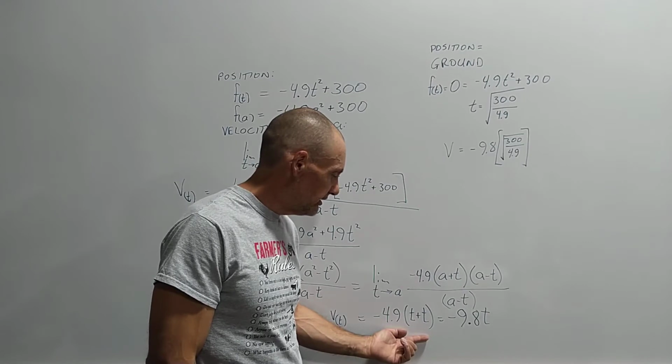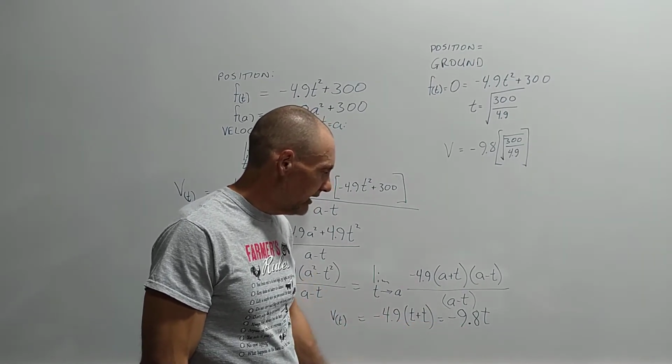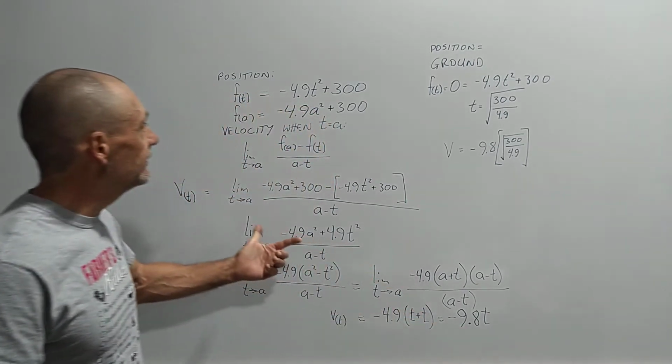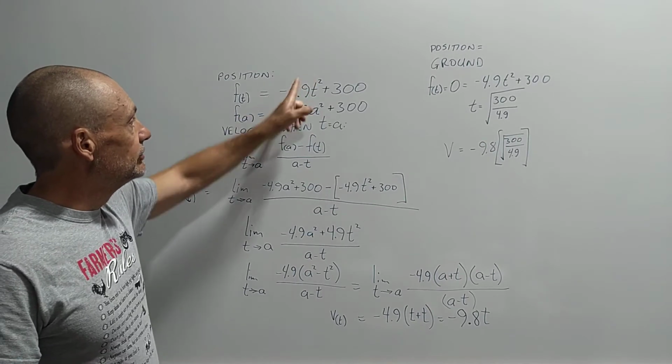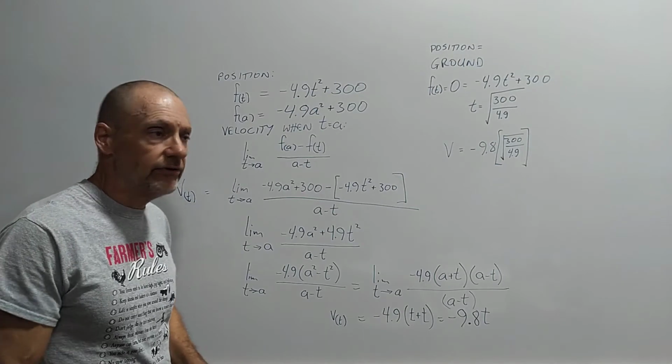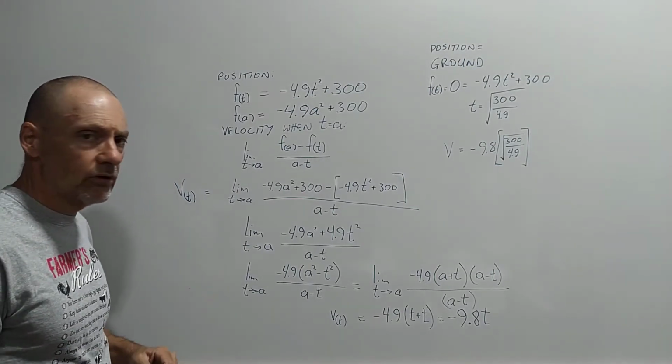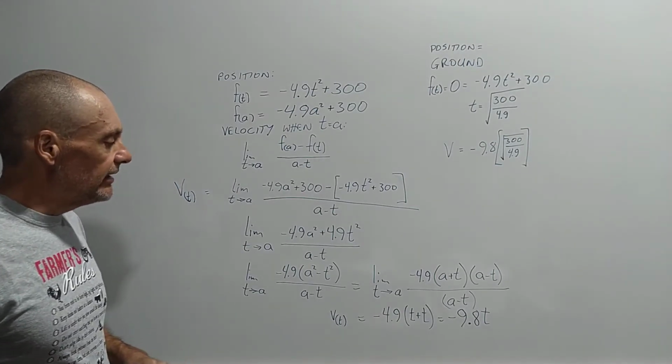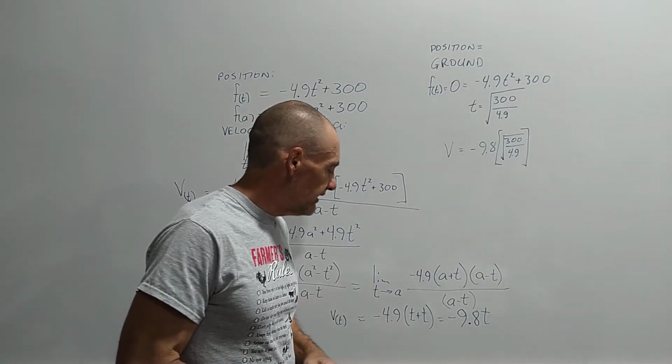So this is 2t. So that's negative 9.8 t, which, if you look at that, is the derivative of this, right? So 2 comes in front, you get 9.8 t. And the derivative of 300 is 0. We'll talk more about derivatives a little bit later. But anyway, this is our velocity as a function of t.